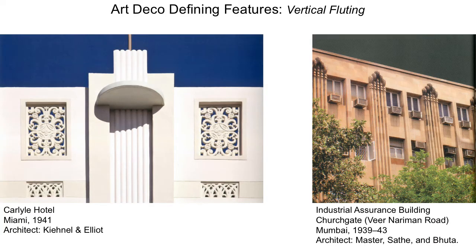Vertical fluting is another Art Deco classic, but we've seen fluting before, right? We've seen fluting in the columns of the Greek temples. Here it's being reused to symbolize modern upward trajectories.